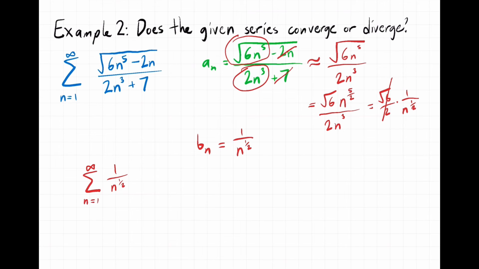Well, this is a p-series, and our p is equal to 1/2. Remember, the p is the power on the n on the bottom. So technically, this whole 1 over n to the 1/2 is the same thing as n to the negative 1/2. But your p is positive 1/2 by convention. That's just how we define p-series. And we know that when the p is less than or equal to 1, then our p-series diverges.